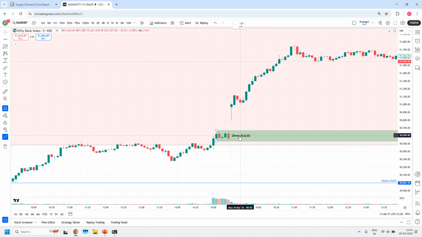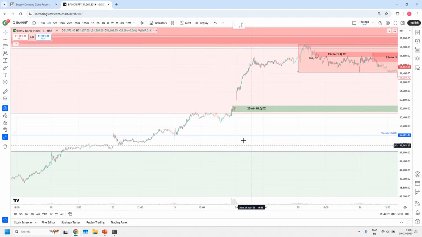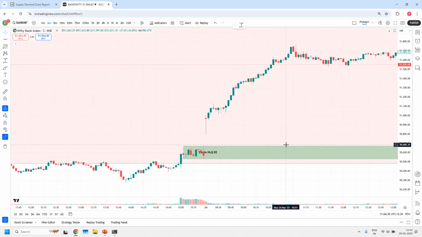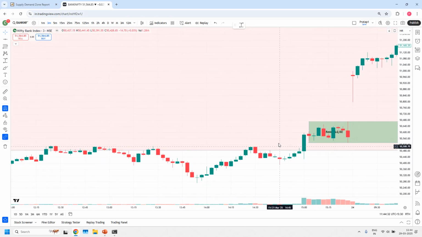The 3 minutes demand zone could be a supplement to this 5 minutes demand zone. If the 3 minutes structure is good, then you can plan your trade. So go to 3 minutes because 5 minutes clarity is missing. If in 3 minutes also clarity is not there, definitely you can't take the trade. See?